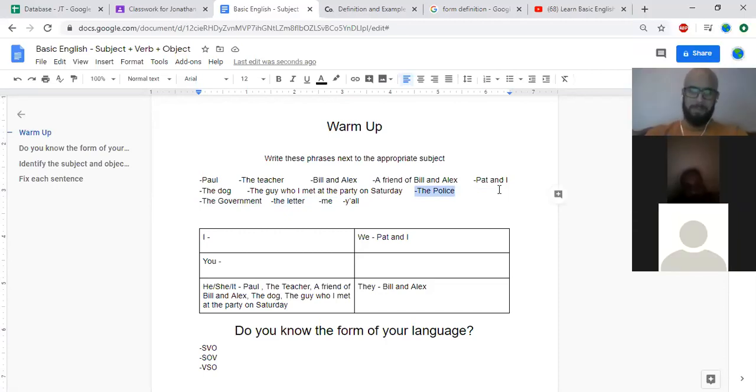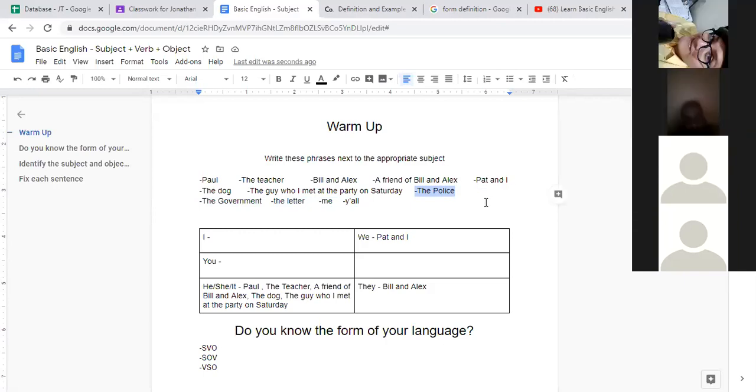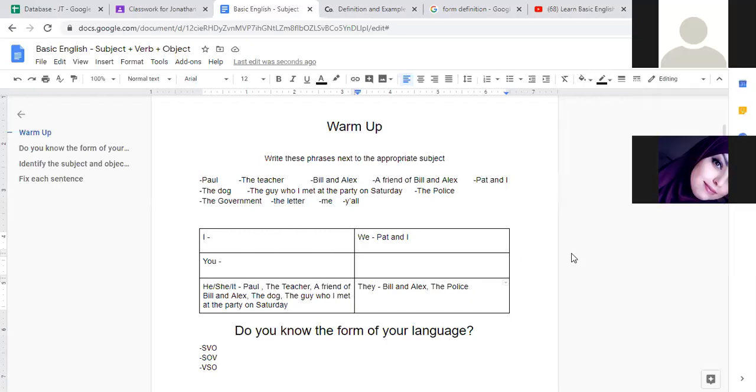Let's go back to Mohammed. I think they. The police is plural. Okay, very good, Mohammed. In English, the police, plural. Why? Because the police consist of many individual members. However, it's a little bit of a special case. Let's try the next one.